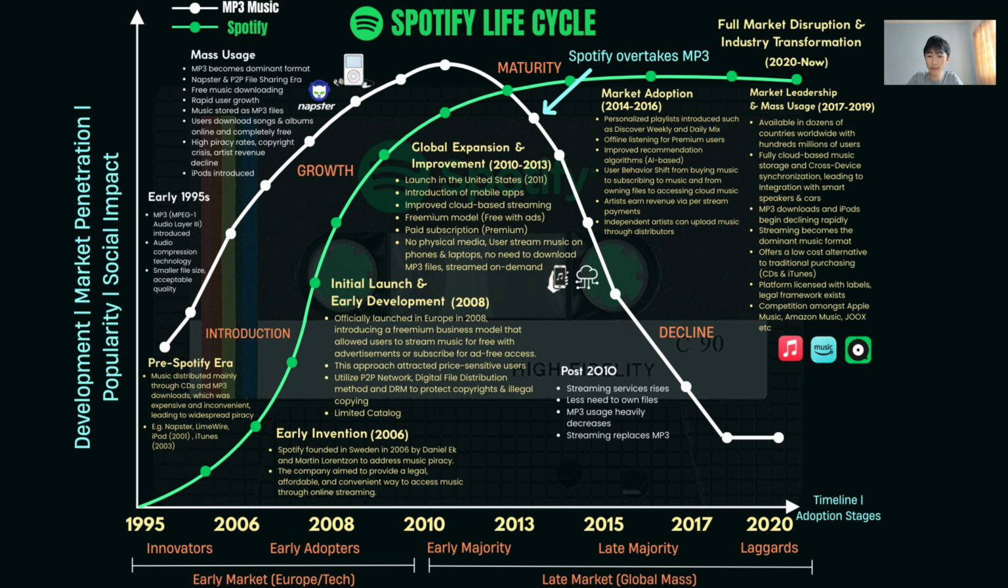Let's start on the left bottom of the green line of the diagram, which was the pre-Spotify era. In the early 1990s, MP3 technology was introduced. Music was mainly stored on CDs and MP3 files, and users had to download and own music. Additionally, platforms like Napster and LimeWire made file sharing popular, but this also caused massive piracy, copyright issues, and declining artist revenue. So while MP3 usage grew rapidly, the industry clearly needed a better and legal solution.